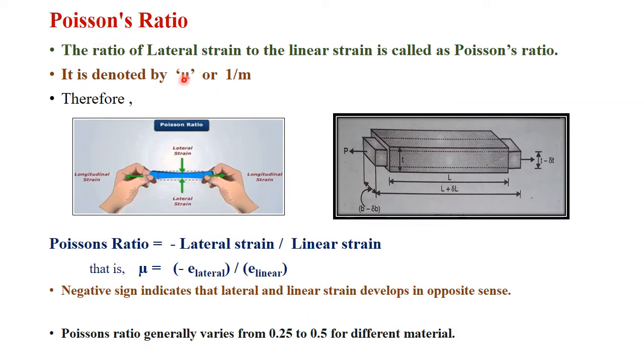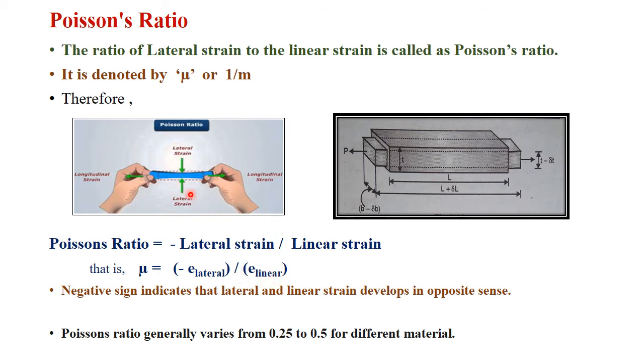Poisson's ratio is the ratio of lateral strain to linear strain. It is denoted by the letter mu or 1 by m, and it is given by minus lateral strain upon linear strain, that is, mu is equal to minus E lateral upon E linear.